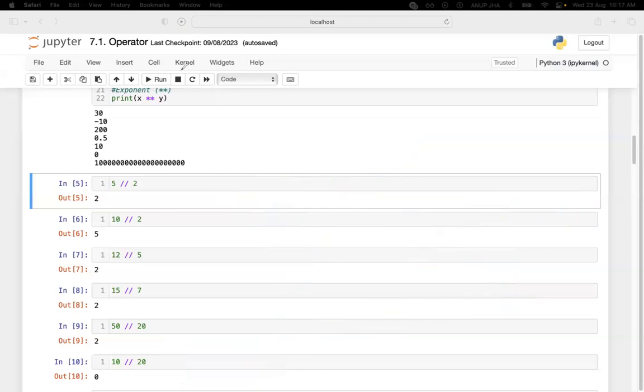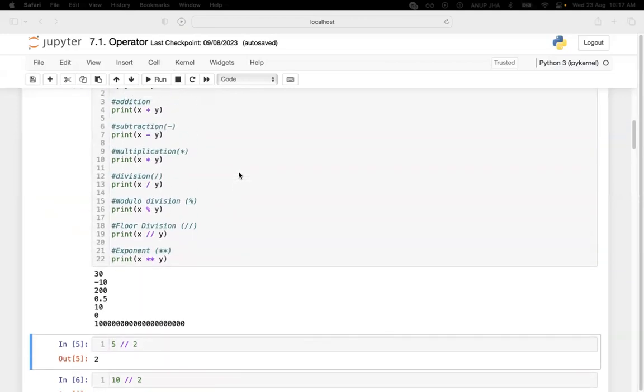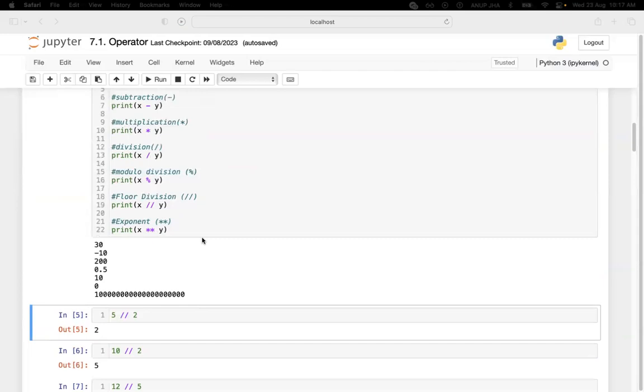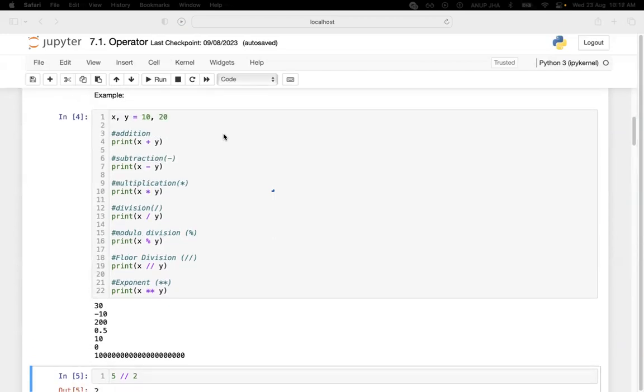So let's now move to this X. What is it giving me? X is 10, correct? So 10 power 20 means 10 raised to the power 20. I am getting 1, and after 1, I am putting 20 times 0.